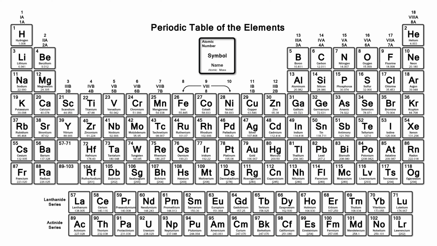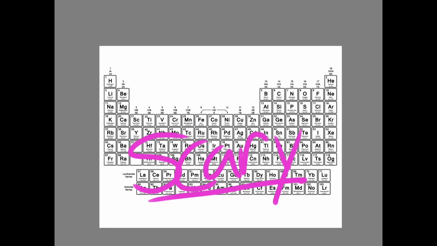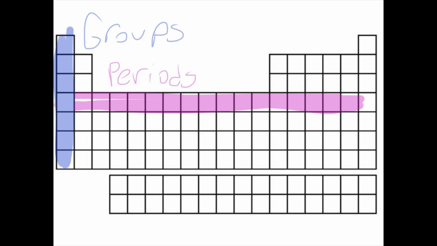This is the periodic table. I know looking at it at first can be a bit scary, but understanding the periodic table is fundamental to understanding ionic bonds. The periodic table is organized in rows and columns. Rows are called periods, and columns are called groups.